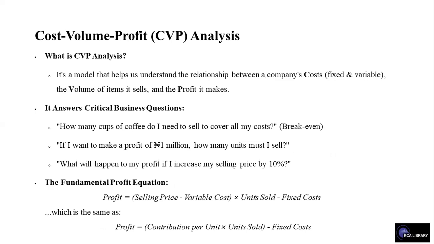What does this mean? It's actually a model that helps us to understand the relationship between a company's cost, whether fixed or variable, the volume of the item it sells, and also the profit it makes. And you see that it's actually what the meaning words that are formed together. It talks about the relationship between the company's cost, the volume of items to sell, and the profit it makes.